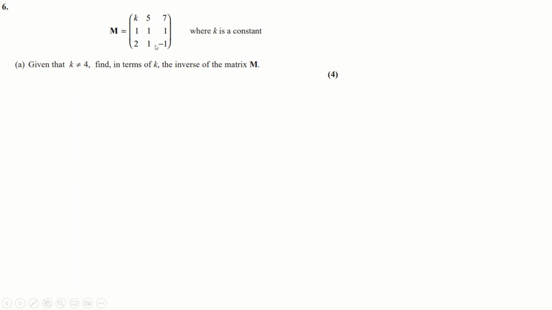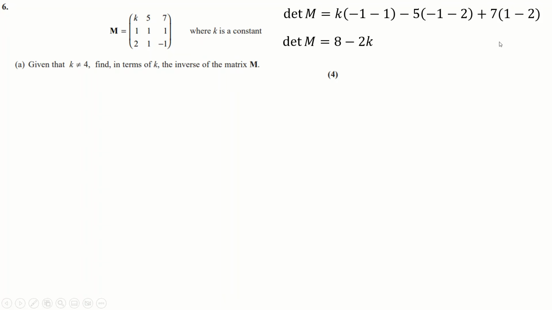So first we need to work out the determinant of this matrix. So it's k times the determinant of these 4, which is -1, -1, so that's minus 2k. And then it's minus 5, because when you're in this one you do a minus, times the determinant of these 4, 1, 2, 1, -1. That's -1, -2. And then plus 7 times the determinant of these 4, so that's 1, -2 there. And we get this. That's the first step.